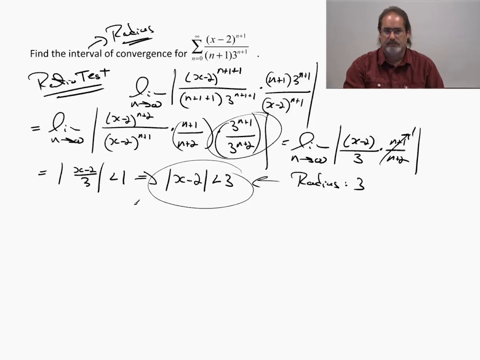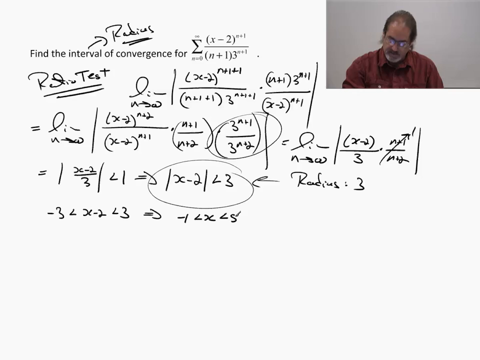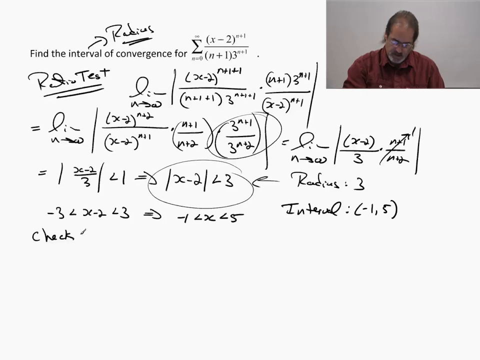Now I need to expand that out, solve it. I'll have negative 3 is less than the absolute value of x minus, whoops. The whole point there is I could drop the absolute value. So negative 3 is less than x minus 2, which is less than 3. Which implies, if I add 2 to all three components here, I'll have negative 1 is less than x, which is less than 5. So my interval, which I know to converge, is the open interval negative 1 to 5. But I need to check the endpoints.